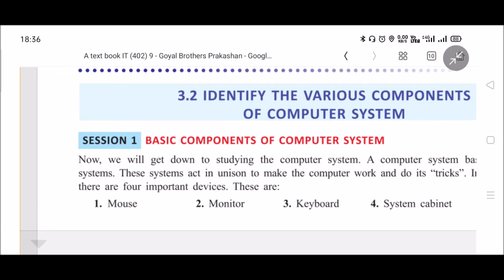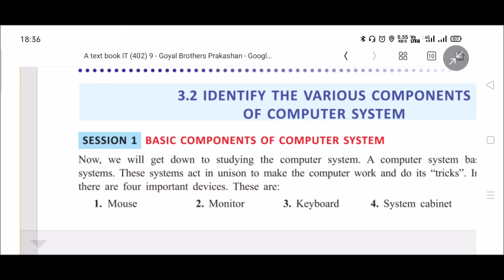Class 9th, Unit 3.2. Identify the various components of computer system. We all are using computer at home, so it is necessary for all of us to know the different parts and its working. Basic component of the computer system.